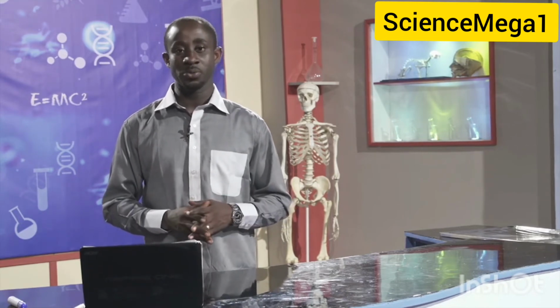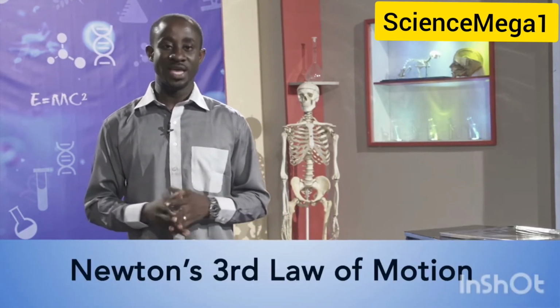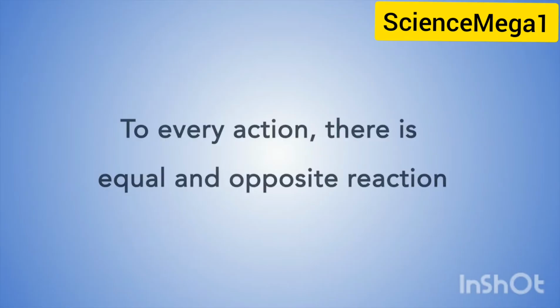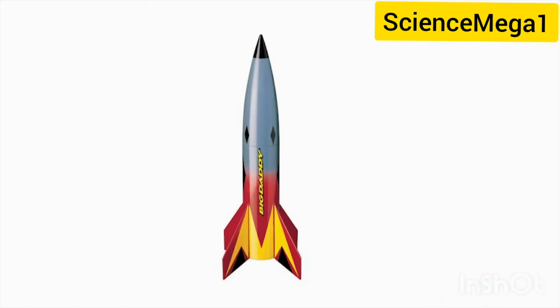Another classical example is Newton's third law of motion, which states that whenever a force acts on one body, an equal and opposite force acts on some other body. Simply put, to every action, there is an equal and opposite reaction. This discovery of science by Newton has been applied by technologists to design and construct rockets.